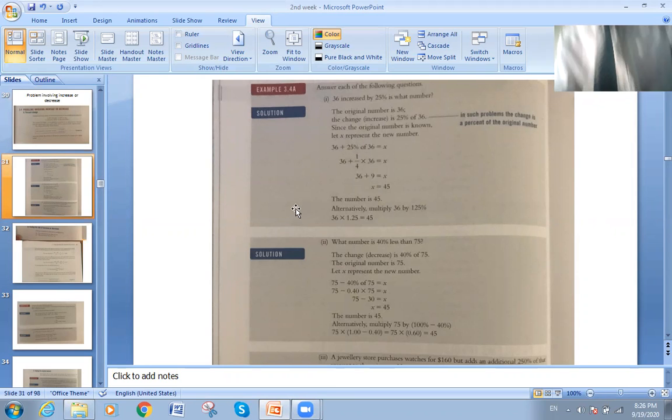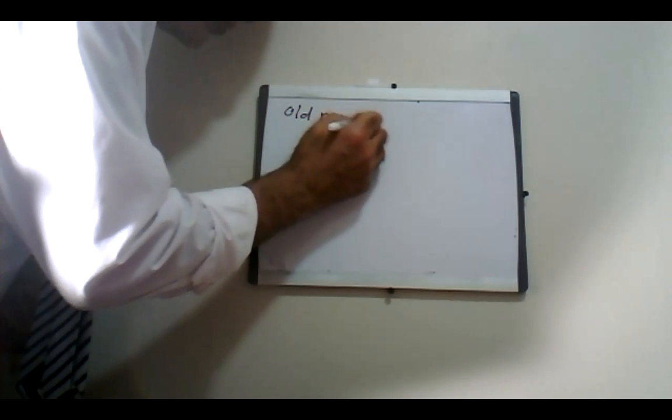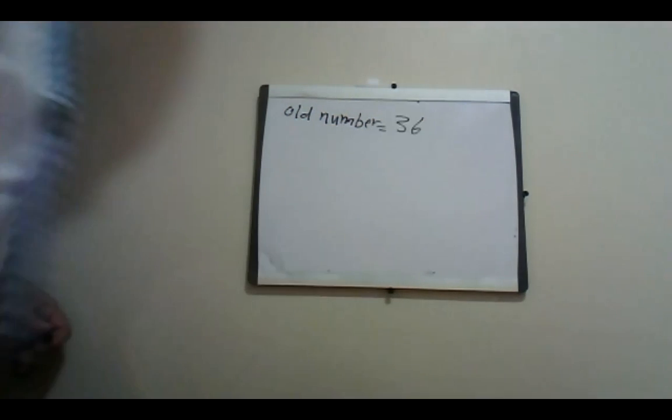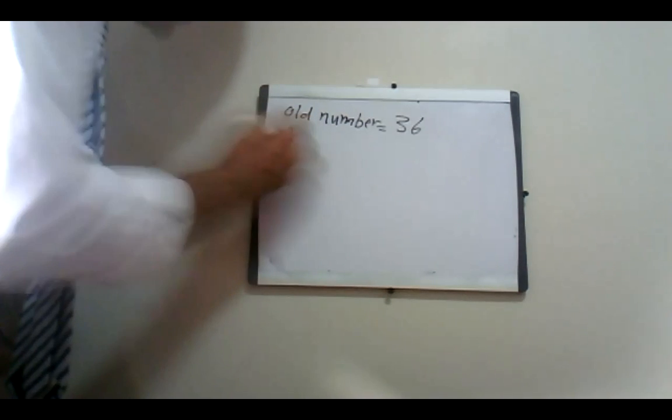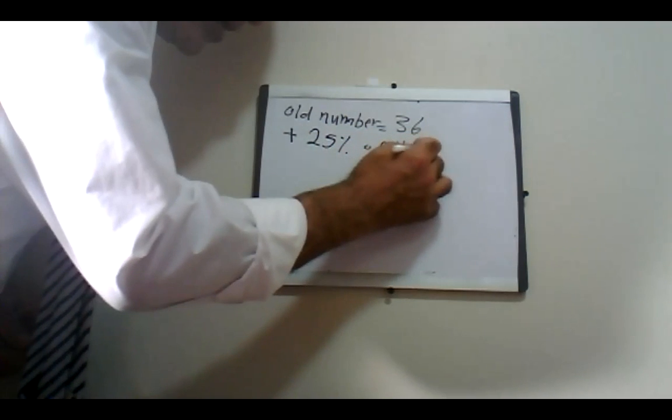Then I will stop sharing the screen and go back now. I have my data 36, the origin, and 25% of the 36. Okay, I will stop share and go to my example. So now the data given is like this. The old number is 36. There is increase that is 25% of the old number.